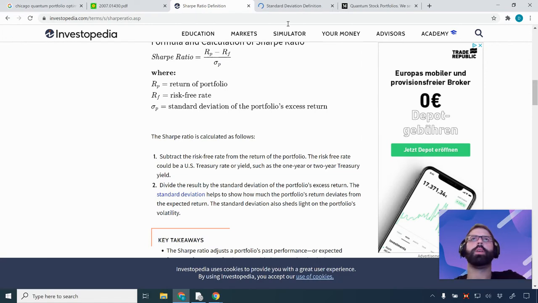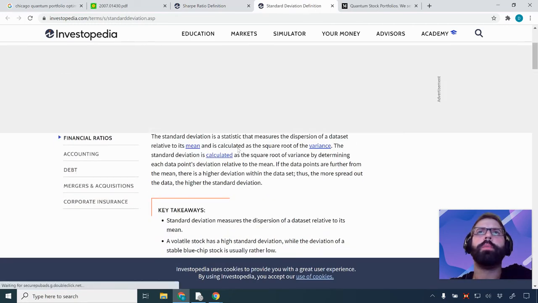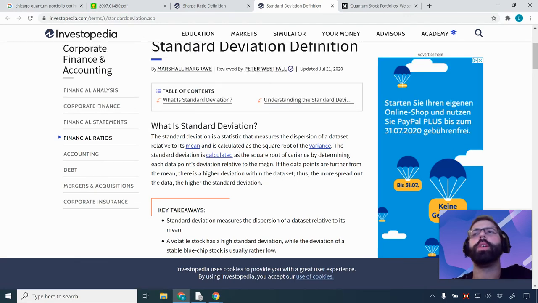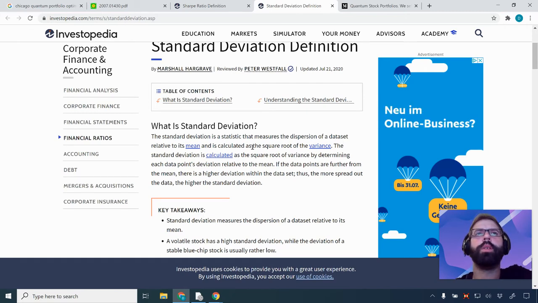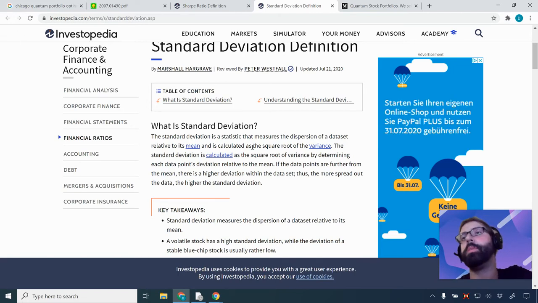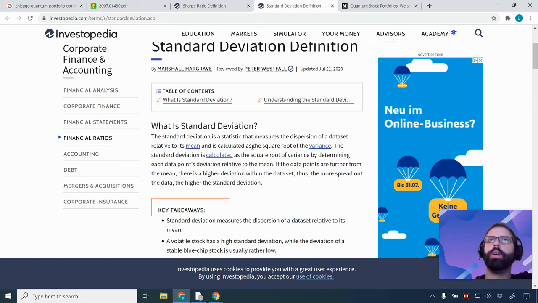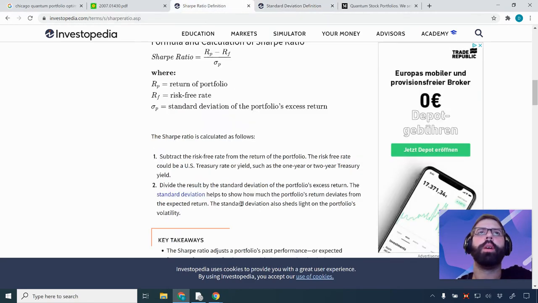Let me recap that. The standard deviation is a statistic that measures the dispersion of a data set relative to its mean, and it's calculated as the square root. So this basically is how calm it is. It tells you how much it varies from its mean values. And so if it's really high, it means there's a lot of volatility. So the smaller the better.